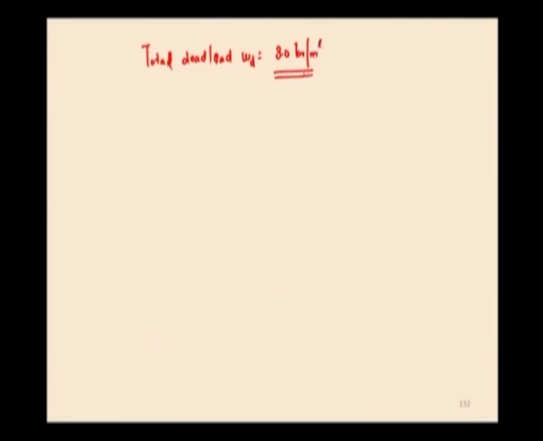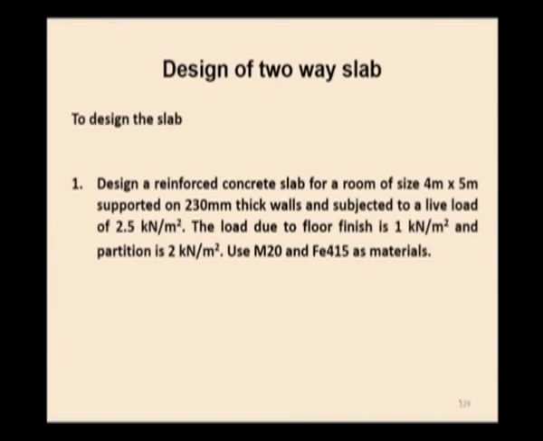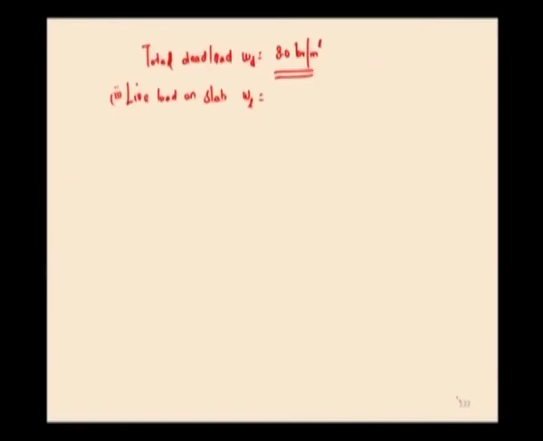This is the total dead load, and the second one, live load on the slab, that is denoted by W suffix L. It is given in the problem that the live load on the slab is 2.5 kilonewton per meter square. Now the total load on the slab W equal to W D plus W L, that is equal to 10.5 kilonewton per meter square. So we have calculated the W.